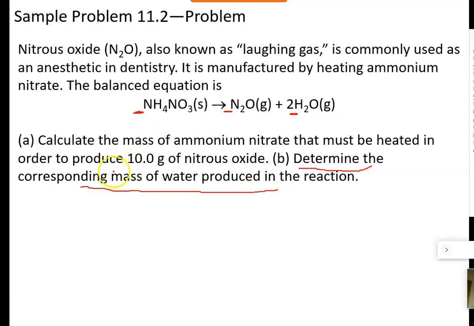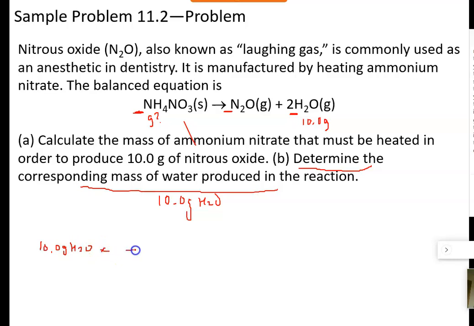All right, so calculate the mass of ammonium nitrate that must be heated in order to produce, let's do 10 grams of water here. So how many grams of the ammonium nitrate is needed if we produce 10 grams of water? All right. So what we start with is, I'm sorry, grams of water. So we start with grams of water.